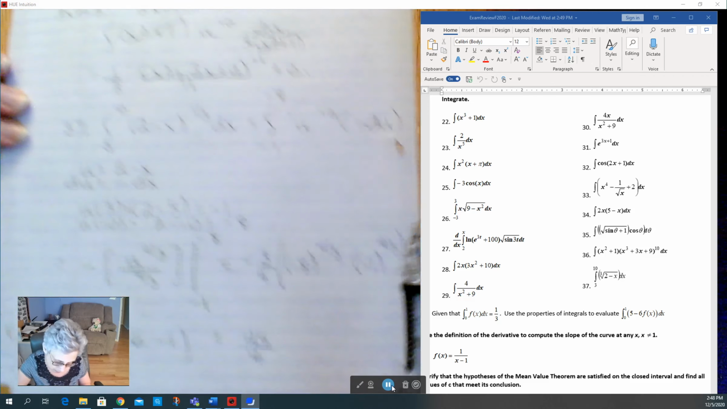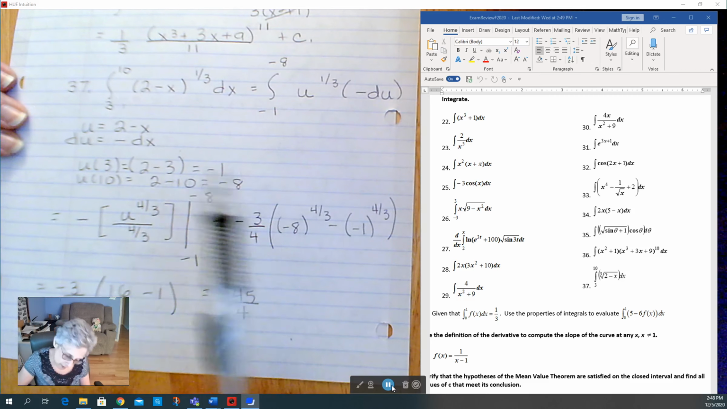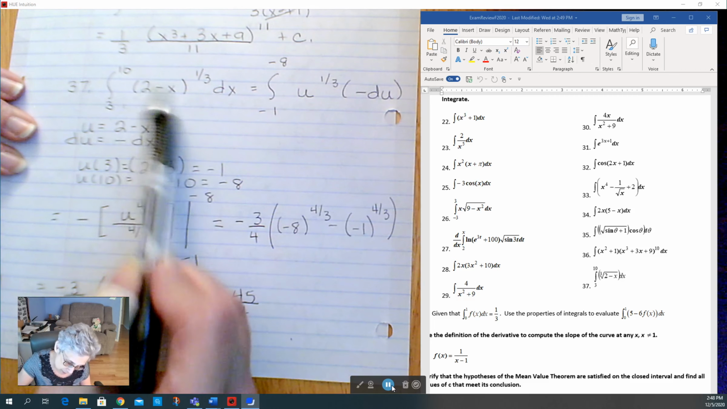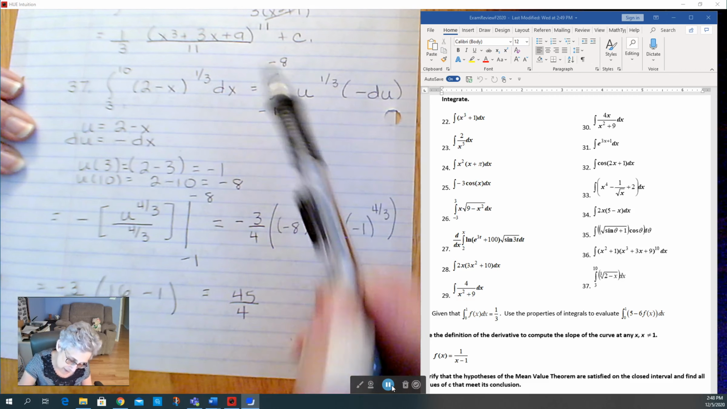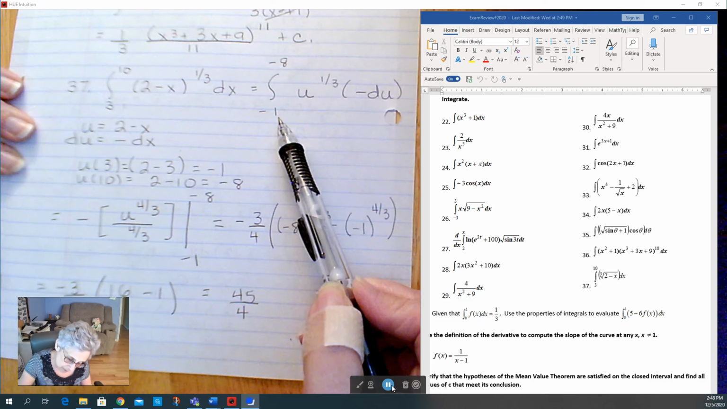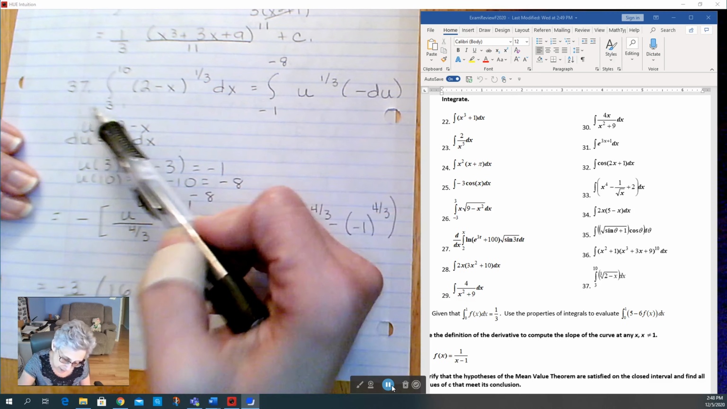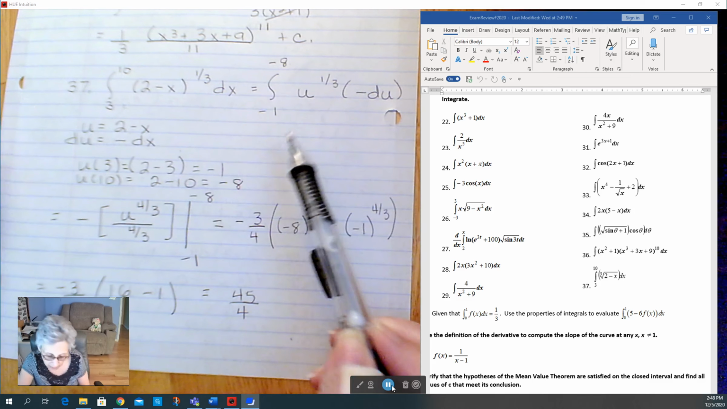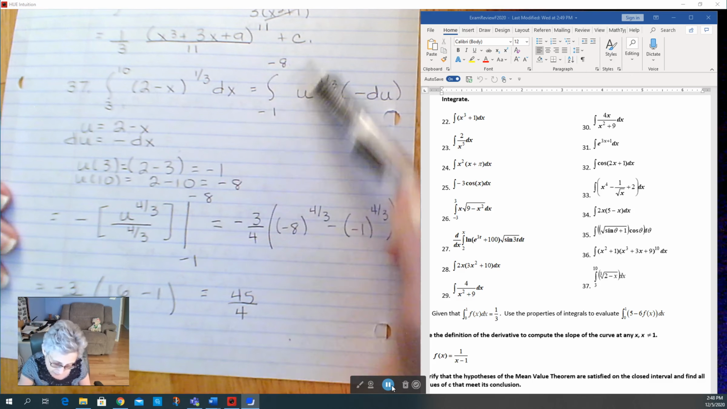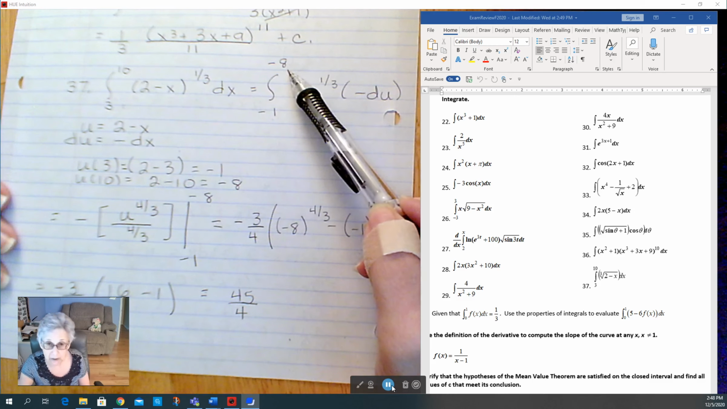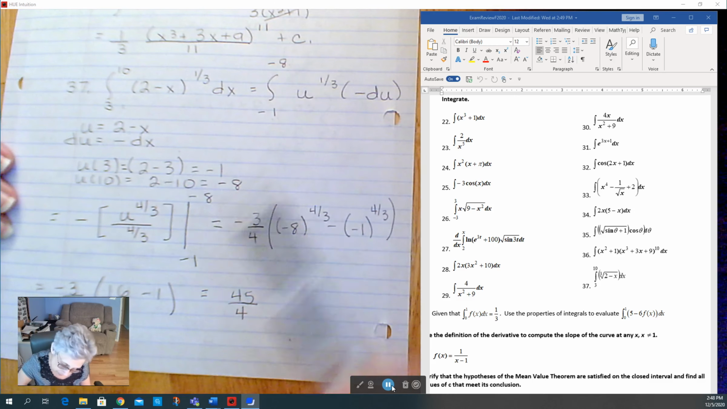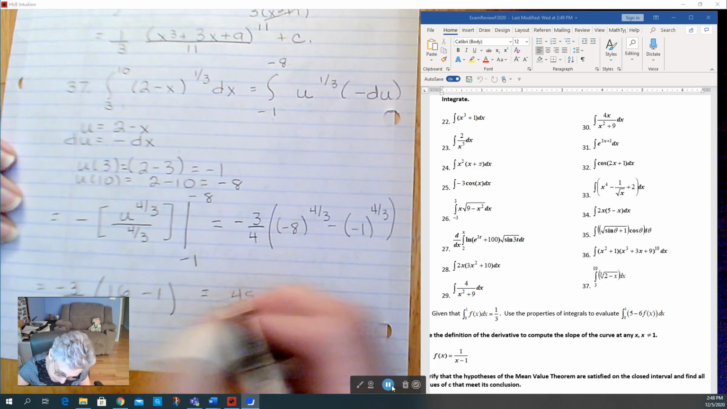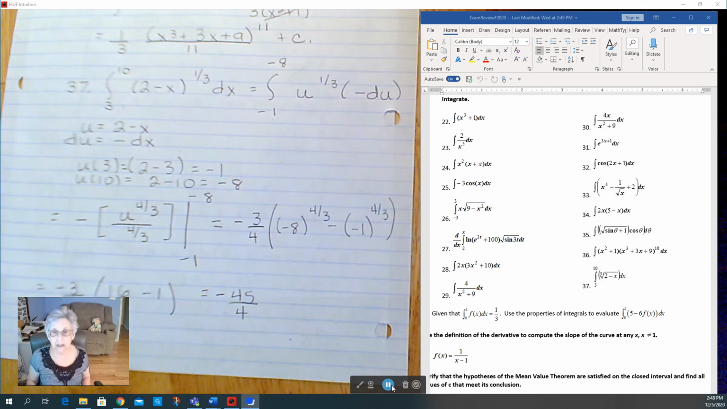Number 37, I went ahead and updated my limits of integration. u is equal to the thing inside the parentheses. We ended up going from -1 to -8. Remember, you have to put them in the same place as what you plugged in, even though you're going from a bigger number to a smaller number now. And keep going, and somehow I lost my negative sign.